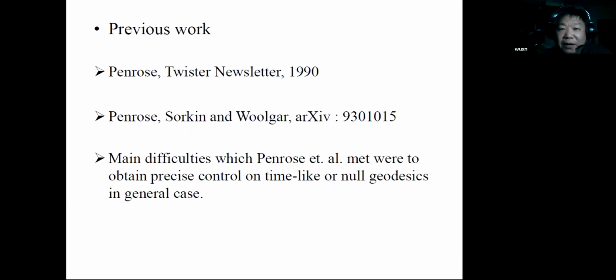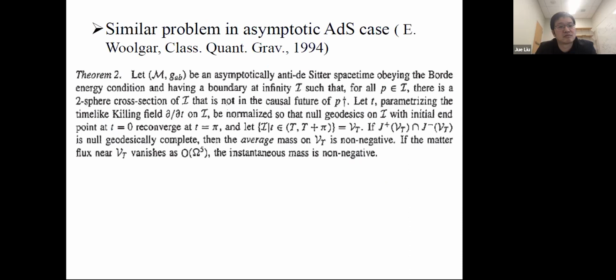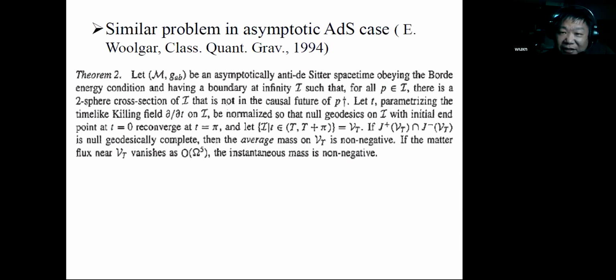Okay, but something a little surprising is that just one year later, one of his students, E. Ulga, achieved Penrose's idea in the asymptotically AdS case. Usually, people think that things in the asymptotically AdS case will be a little more difficult than in the asymptotically flat space-time. But just for this problem, things go the other way around. That means the asymptotically AdS case is simpler.